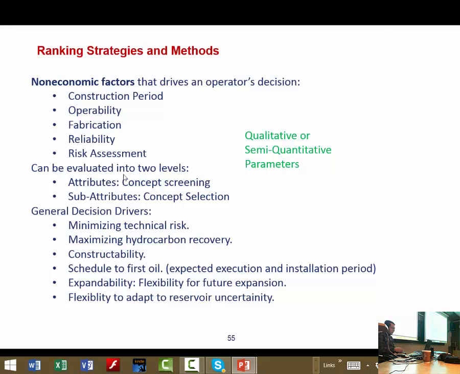And then schedule to first oil, for example: a concept which needs less construction period can give you a shorter schedule to first oil, which is one of the main parameters for the authority to approve your field development plan. And expandability, which is very important for future expansion, and the flexibility to adapt to reserve uncertainty.